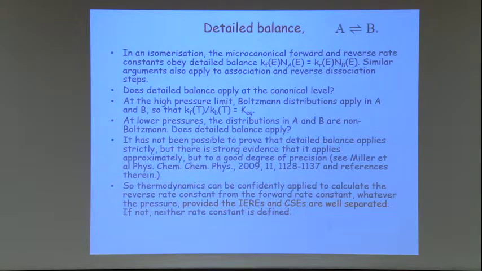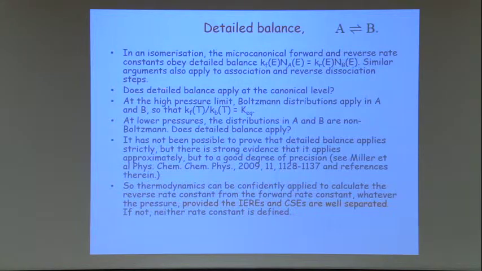A little word about detailed balance. In an isomerization, the microcanonical forward and reverse rate constants obey detailed balance. So, in other words, going from the grain at energy E in A to the energy grain at energy E in B, the rate constants depend upon the numbers of states in those two grains, NAE and NBE. Similar arguments also apply to association and reverse dissociation steps.